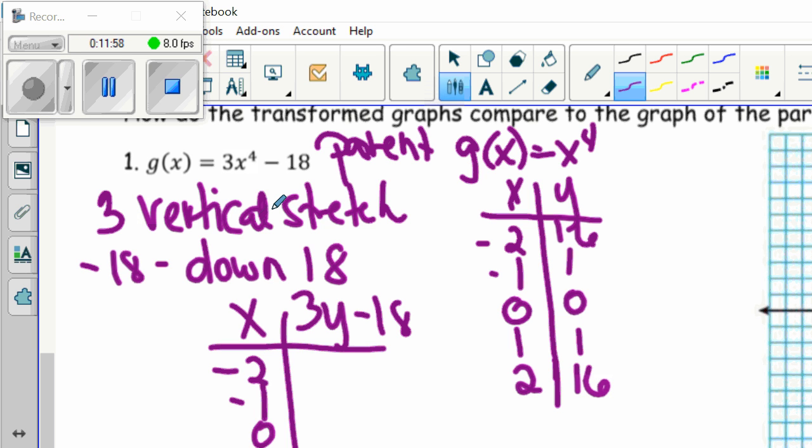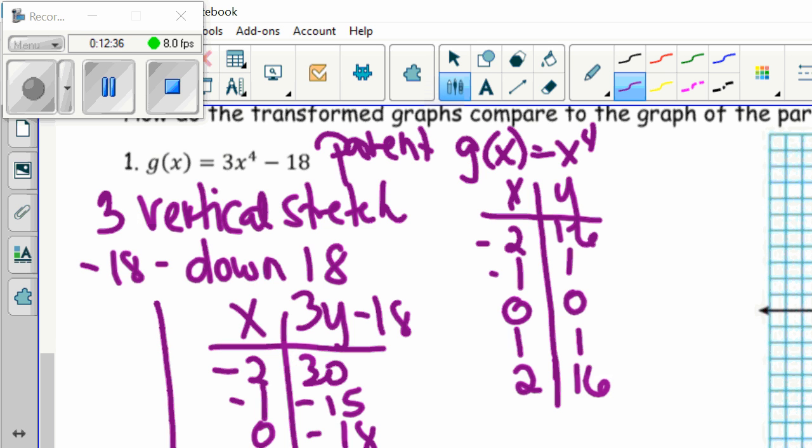So if I come over here to my XY table, I start out with 16. So 16 times 3 and then subtract 18 gets me 30. And I'm going to have the same thing down here. I could plug in 1. 3 times 1 is 3. 3 minus 18 gets me -15. So this is also going to be -15. Plug in 0. 3 times 0 is 0. 0 minus 18, -18. So I'm going to graph that.